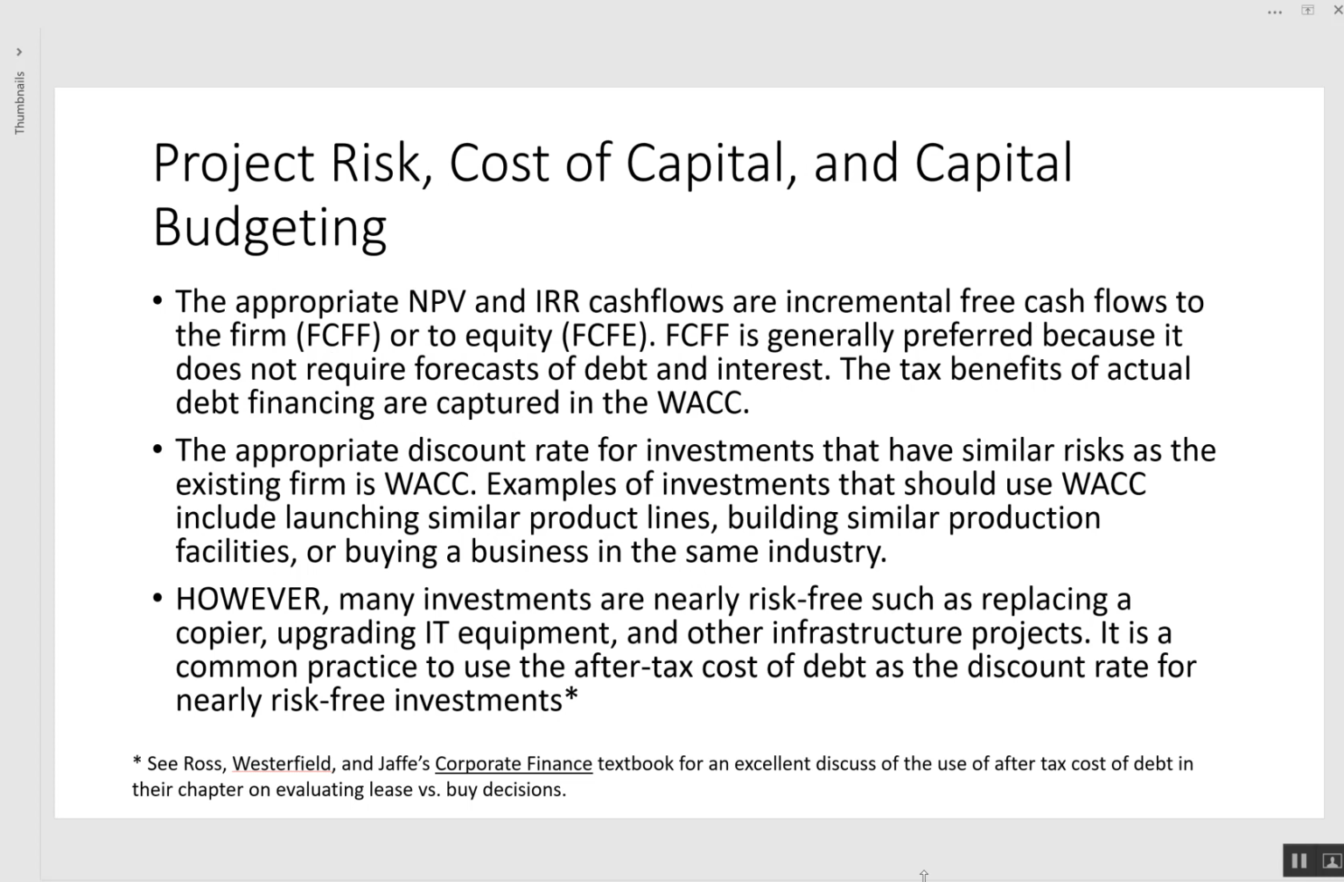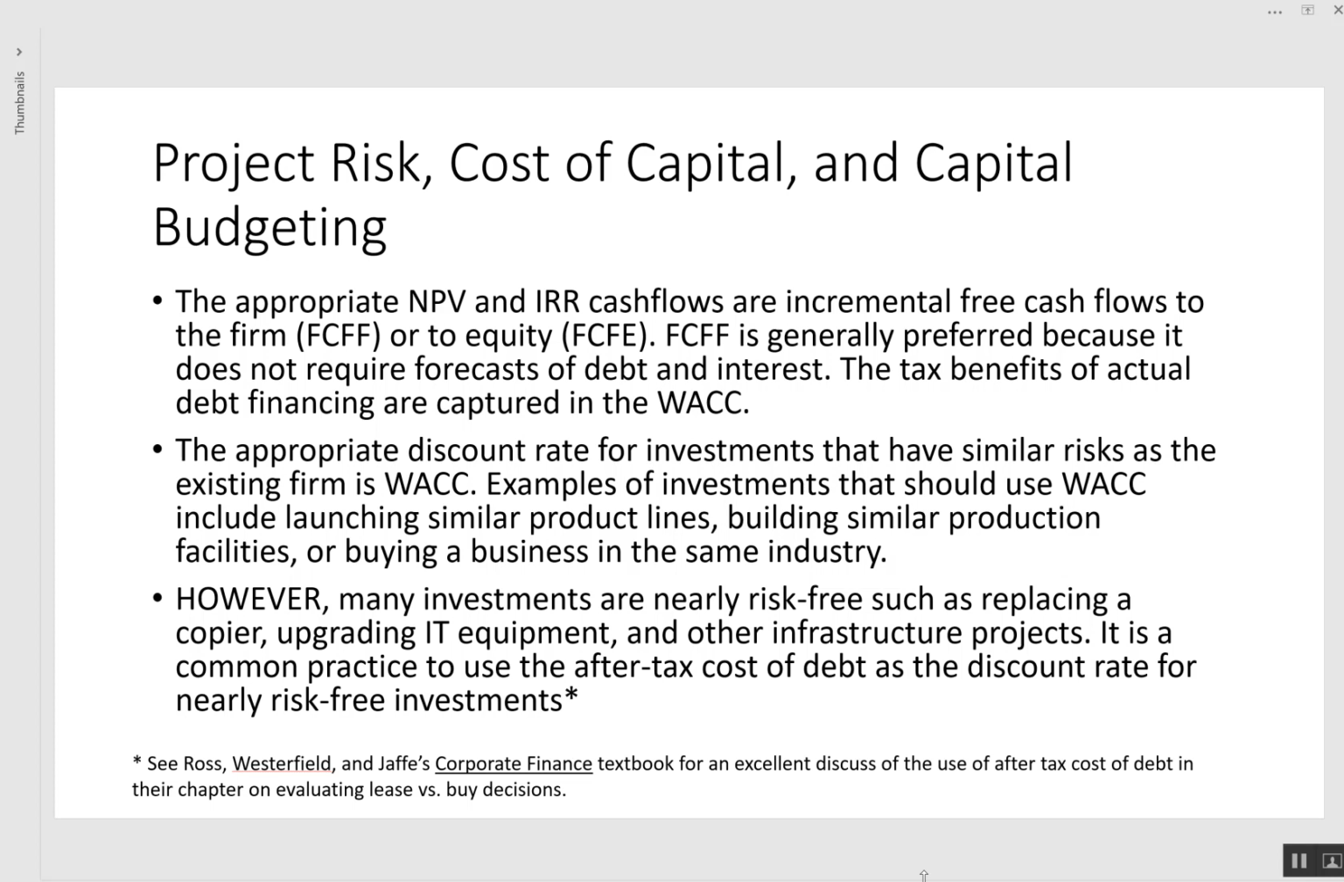So let's talk about the process of using NPV and IRR. For most of the examples we're going to use in this course, we're going to use free cash flows to the firm. Those are cash flows available to pay both debt and equity holders, so by definition they don't include any interest expense or dividend payments. So it's cash flows being generated by the operating assets of the firm that are available to pay the capital providers. Now we could use free cash flows to equity, which would first subtract out the interest expenses.